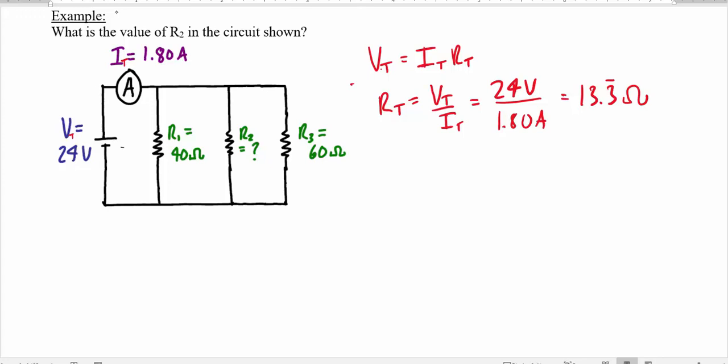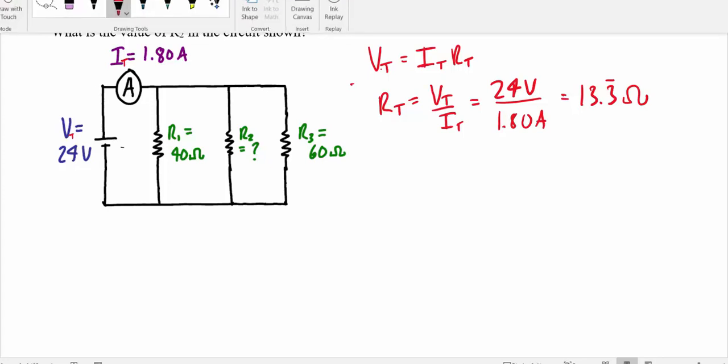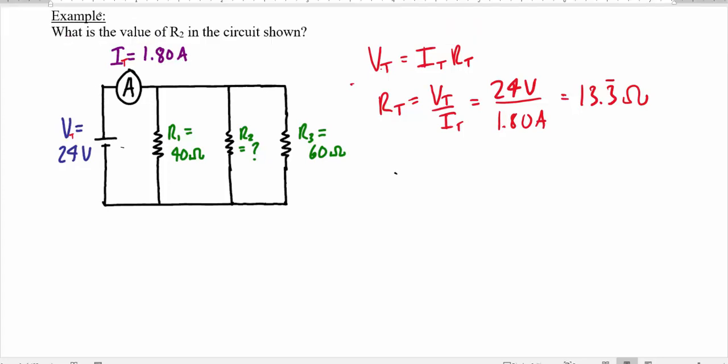Well, this is a parallel circuit, so I can use my rules for resistance in parallel, which is to say that the total resistance to the negative 1 is equal to R1 to the negative 1 plus R2 to the negative 1 plus R3 to the negative 1. So I'm just looking for R2 because I know R1 and I know R3 and I know R total now because I just figured that out. So I'm just going to solve this for R2.